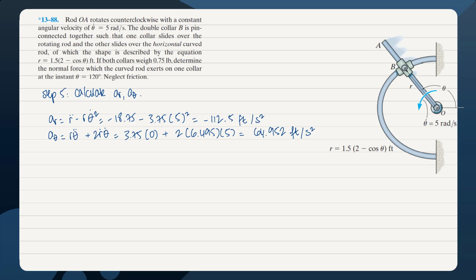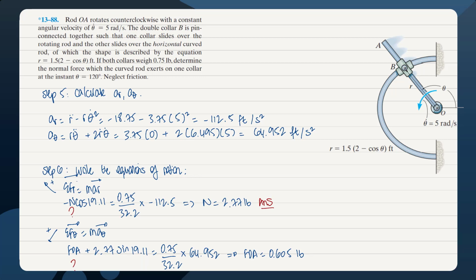To do so, we need to make use of the equations of motion, or the second law equation. Since we're dealing with a two-dimensional space, we can write two equations of motion: sigma Fr is equal to m ar, and sigma F theta is equal to m a theta. Summing up the different forces acting in the radial direction, we have the projection of N minus N cosine 19.11 is equal to m times ar.